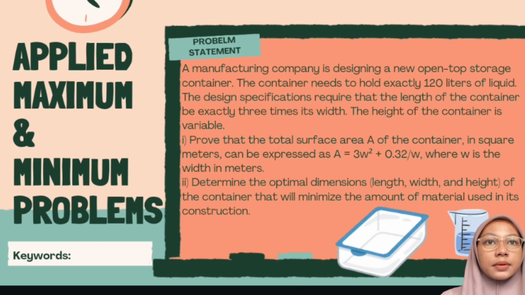A manufacturing company is designing a new open-top storage container. The container needs to hold exactly 120 liters of liquid. The design specification requires the length of the container to be exactly 3 times its width. The height of the container is variable. The first question is, prove that the total surface area A of the container in square meters can be expressed as A = 3W² + 0.2W, where W is the width in meters.